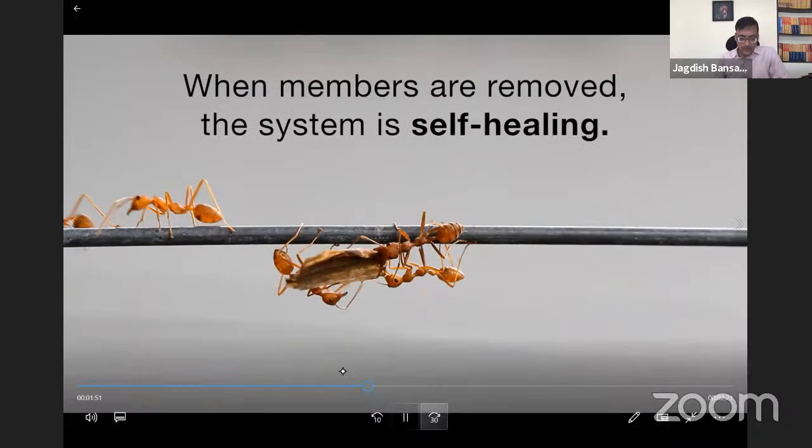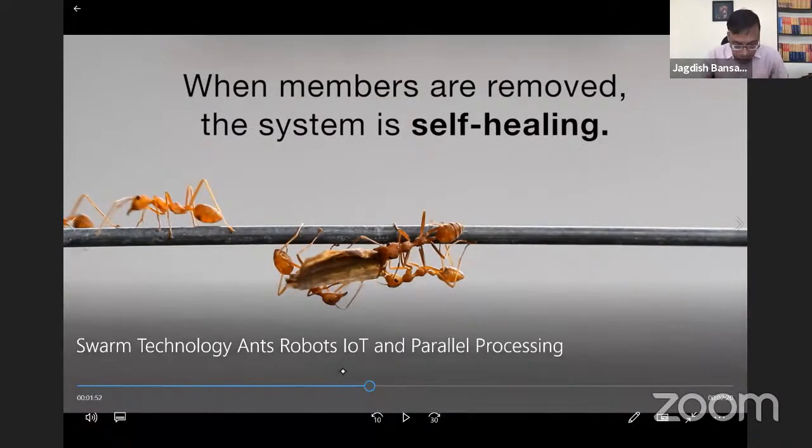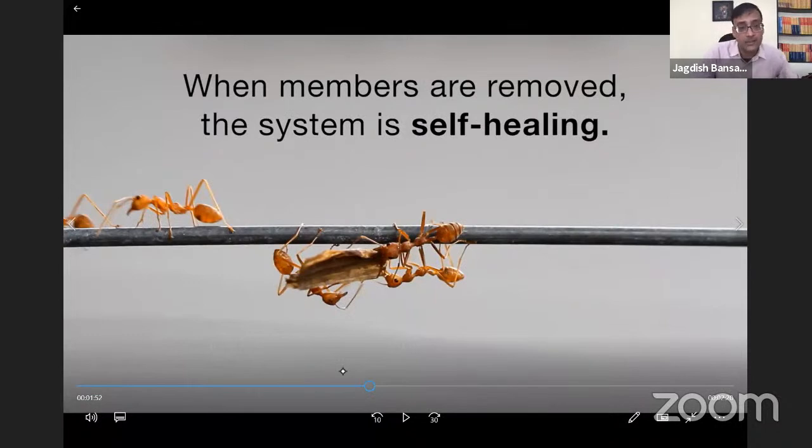This is one very important property, that when members are removed, the system is self-healing. This self-healing is another very good property of swarm intelligence. Suppose 100 members are working together and 2 members die out. Suppose 50 drones are flying together and 2 drones crashed. Then the mission can be accomplished with those 48 drones also. The same job can be done with these 48 ants also. So they can adapt to environment changes, do more work or less work according to the situation. So the self-healing capacity is always there in swarm intelligence.